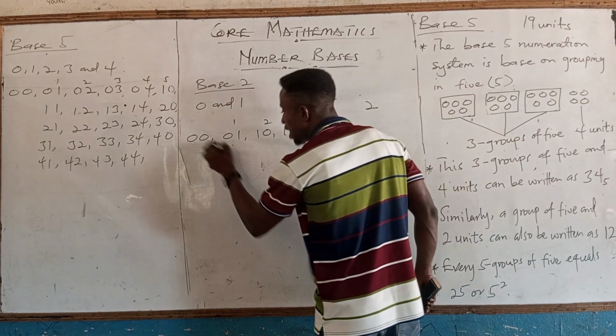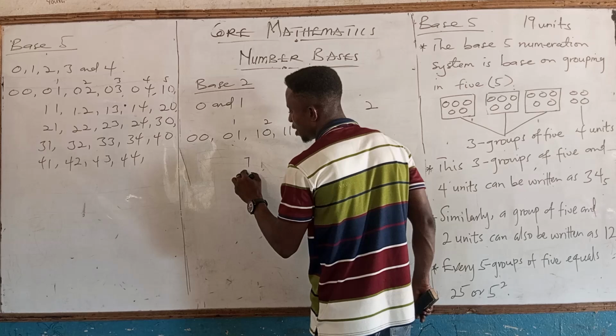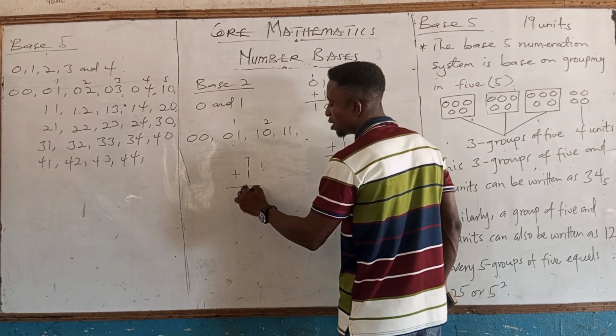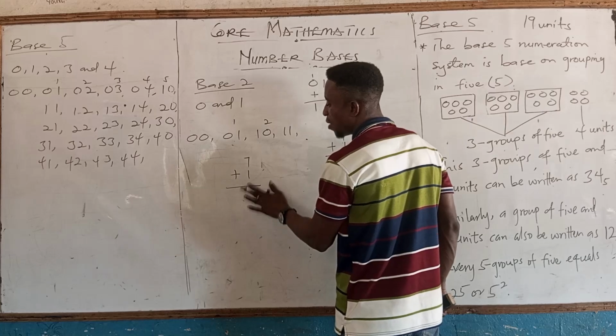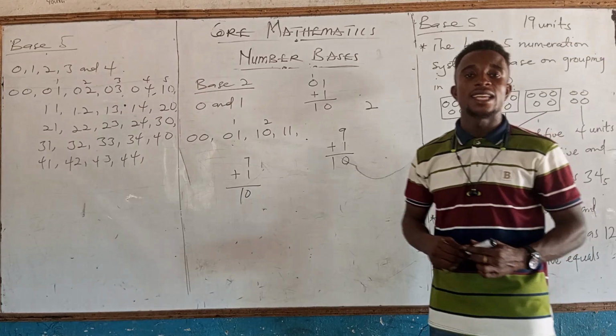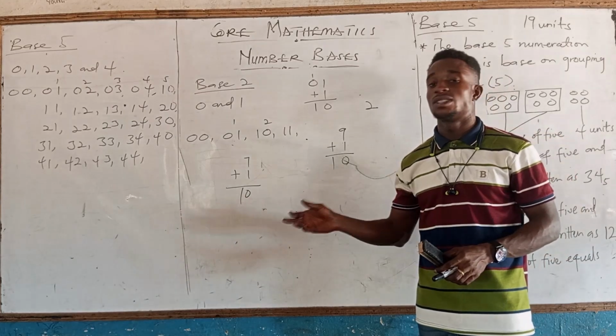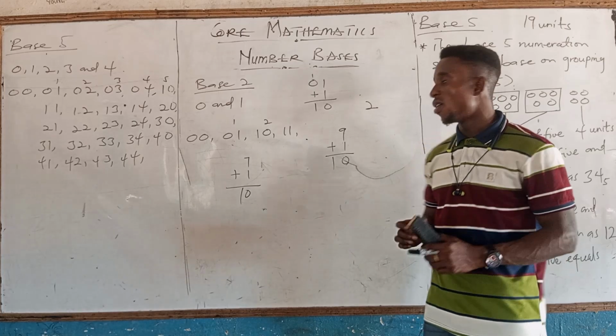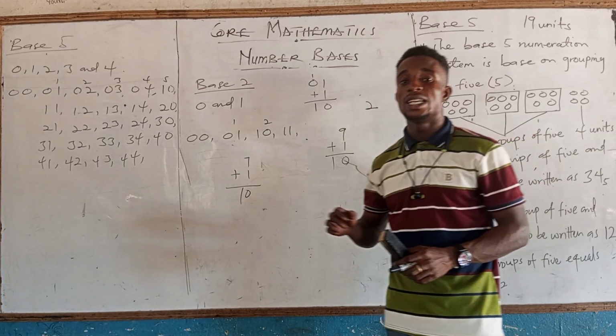So base 8, immediately we get to 7, then plus 1, that one, when we add it, we get 8. Instead of 8, that one will turn to 1, 0. Base 9, immediately we get 9, it will turn to 1, 0. Are we getting that? Okay. So that is what I want you to get in the first place.